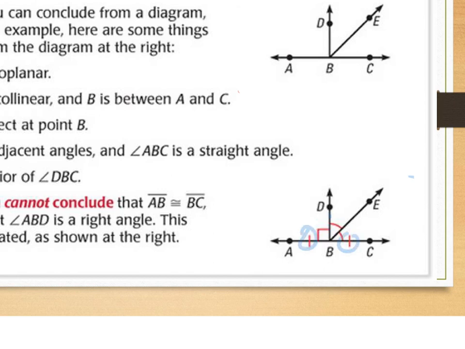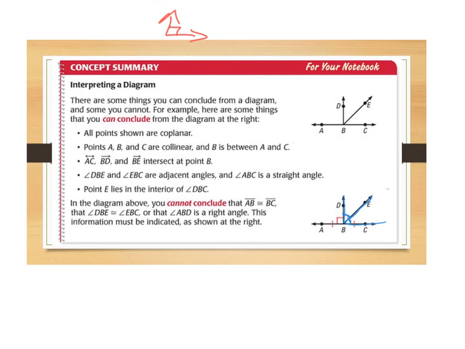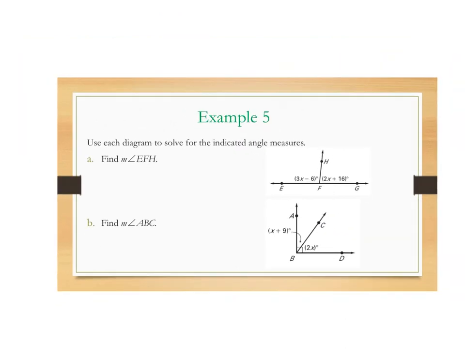I could also say that because I have congruency marks on the angles, that I could also conclude that BE bisects this angle because of these markings right here. So unless they have congruency marks, we can't assume anything, even though it might look like it's the exact same size. So just remember that. One more example, and then we're done with these notes.